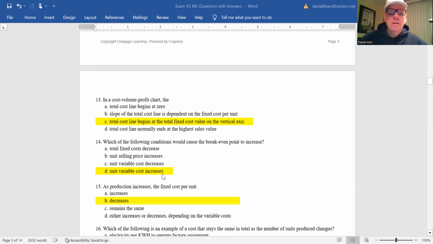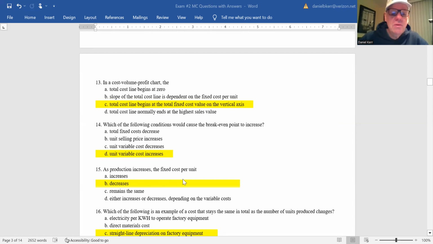14. Which of the following conditions would cause the break-even point to increase? Now, the break-even point is the fixed cost divided by the contribution per unit. So if you increase the variable cost, then the contribution per unit gets smaller, and therefore your break-even point would increase. So the answer there is D.